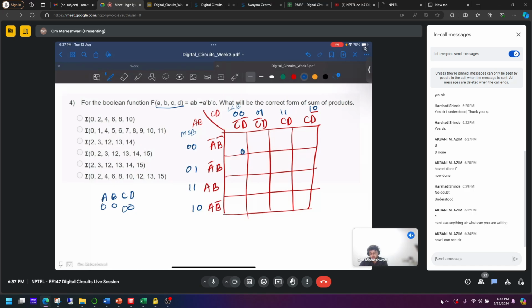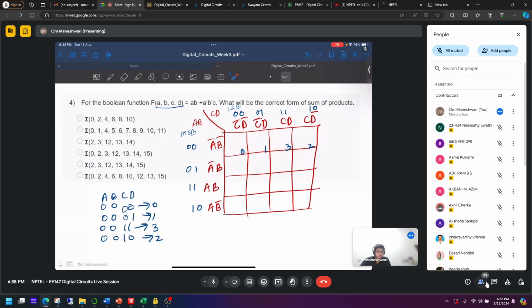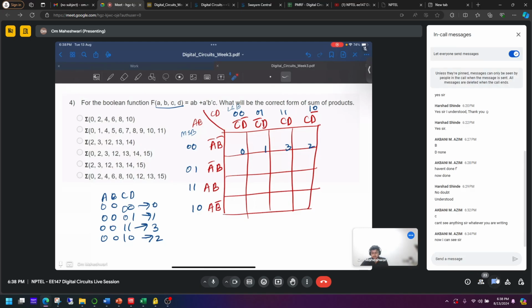0, 0, 0, 1 is 1. 0, 0, 1, 1 is 3. 0, 0, 1, 0 is 2, right? 0, 0, 0, 1 is 1. 0, 0, 1, 1 is 3. 0, 0, 1, 0 is 2. That's how we number these. Is this numbering clear to all? So in a similar fashion, we will number all the others.